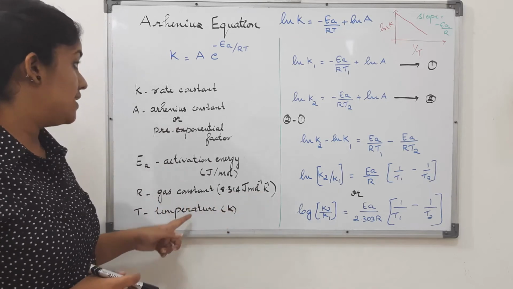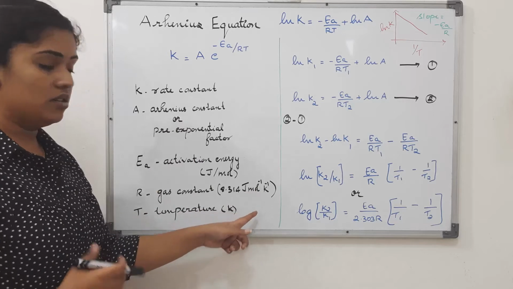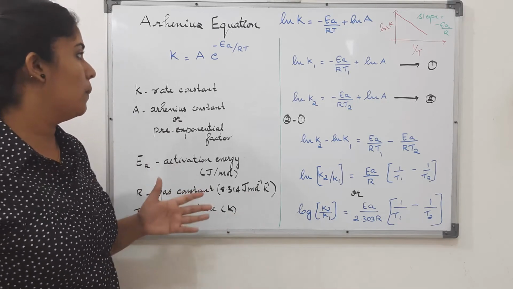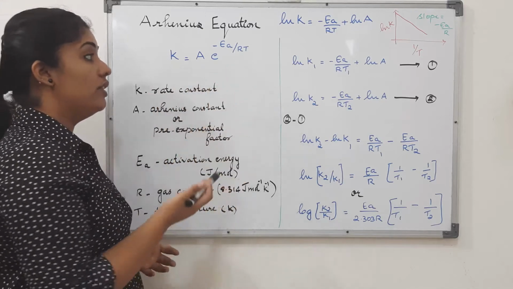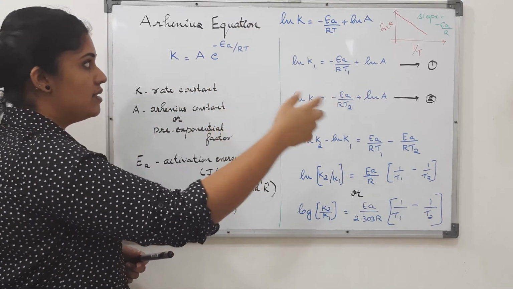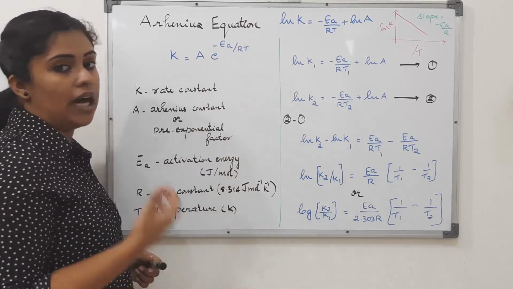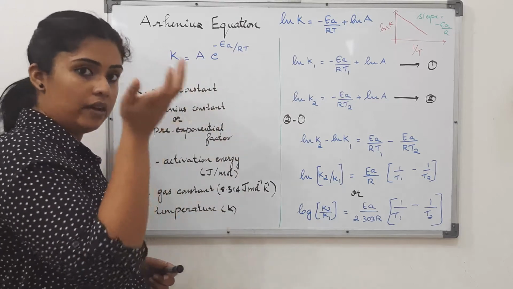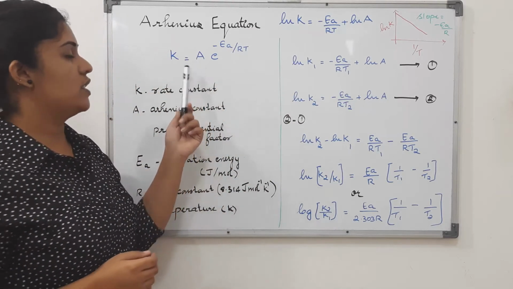And finally T is the temperature, and since gas constant has Kelvin in its unit, temperature should also be in Kelvin. Okay. And if you look at this equation itself, you will understand that when you increase the temperature, if T value is increased, this power value EA by RT will definitely decrease, and hence the overall K value will increase. That's understood from this equation.